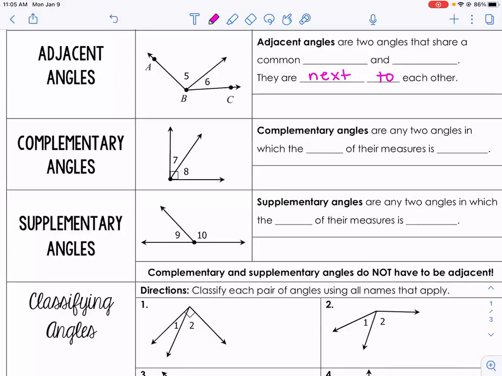Okay, if angles are next to each other, then they share a side and a vertex. To demonstrate that, notice how angles 5 and 6 share this side that I'm highlighting, and they both share point B. One of the rays that makes a side of the angle is the same for the two angles. So angles 5 and 6 are adjacent in this picture because they share this side that I highlighted in orange.